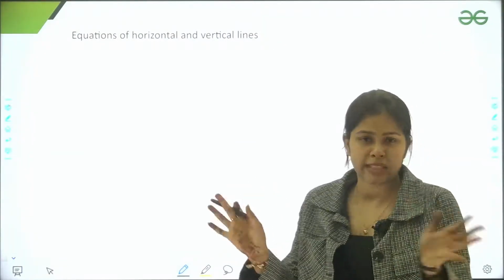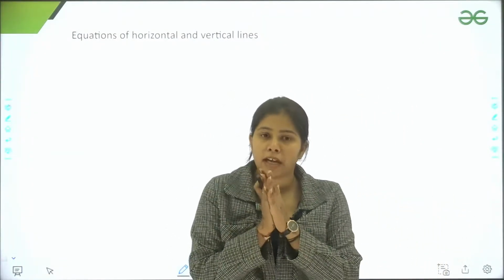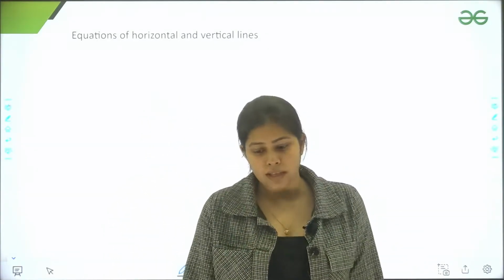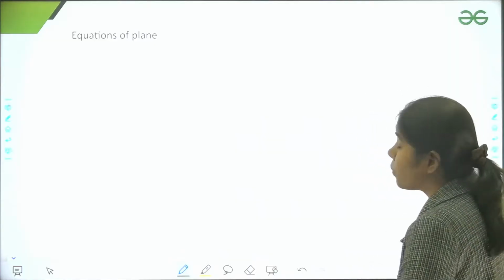Okay, so that's how basically we work on the equation of a line, and we are going to use that equation of a line in linear regression in the next lecture. Right, now the equation of a plane.